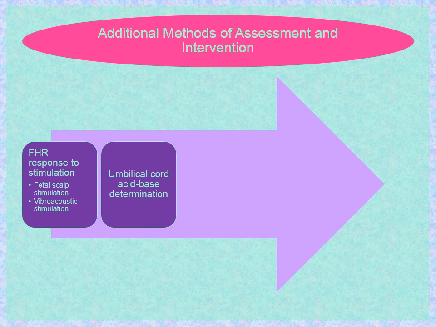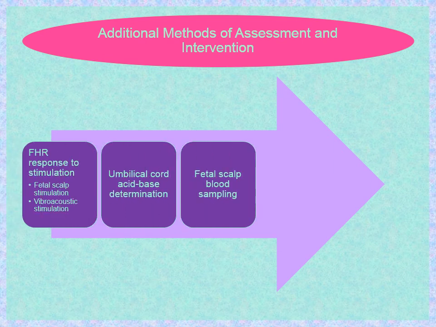Umbilical cord blood may be drawn immediately after birth to assess the pH, CO2, and O2 levels in both arterial and venous cord blood. Samples of fetal scalp blood for pH may also be drawn. The procedure is performed by obtaining a sample of fetal scalp blood through the dilated cervix once the membranes have ruptured.